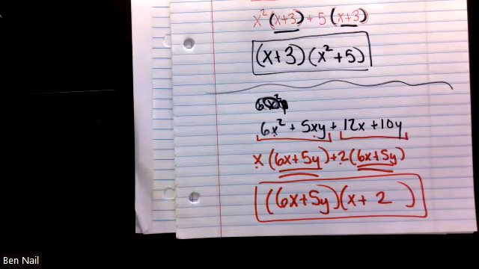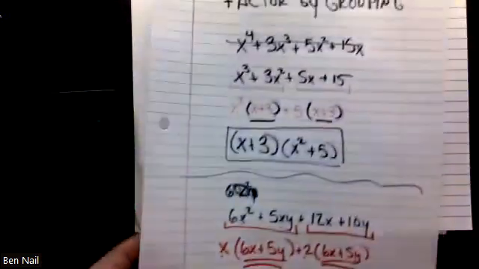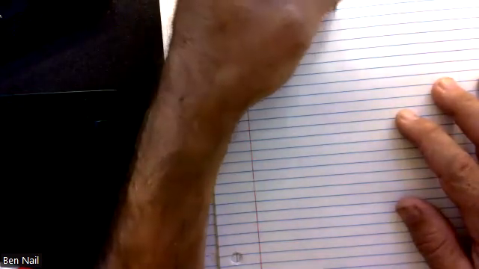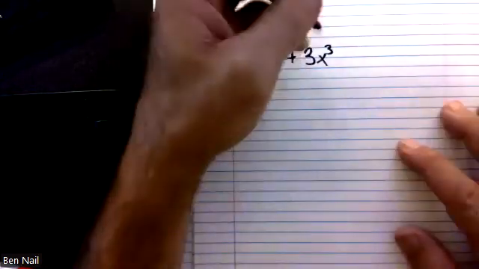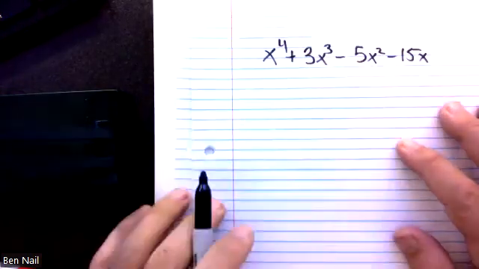All right, like I said, I do want to go back and look at that first problem, the one that I kind of messed up. I'm going to change it up just a little bit, but I want to at least look at that one. So let's say I need to factor x to the 4th plus 3x to the 3rd, minus 5x squared minus 15x.